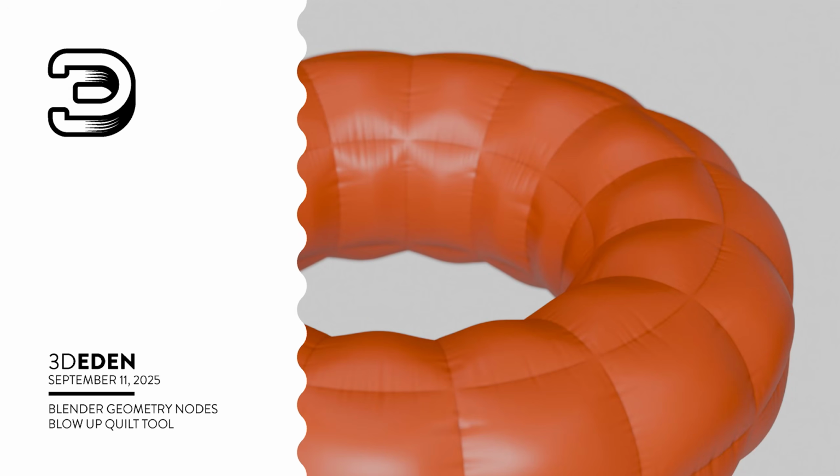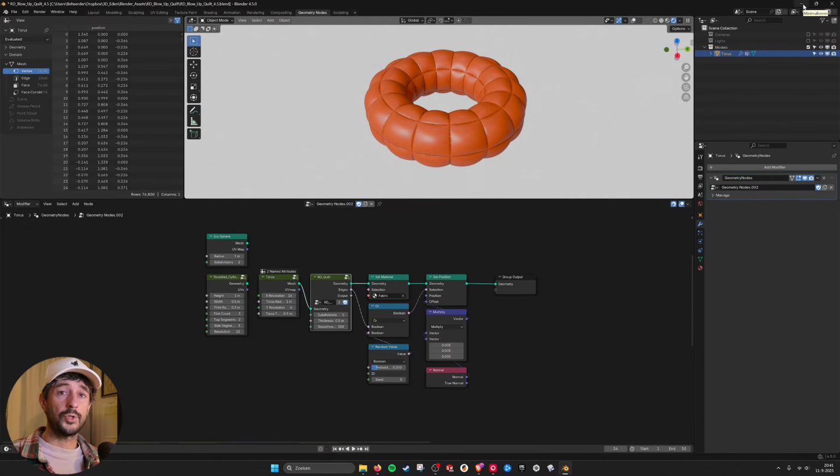Hello there. In this tutorial I'm going to show you a new tool, which is the Quilt tool. With this tool you can take any kind of geometry and you can blow it up. Like there are stitches and there is air inside, or maybe feathers or wool.